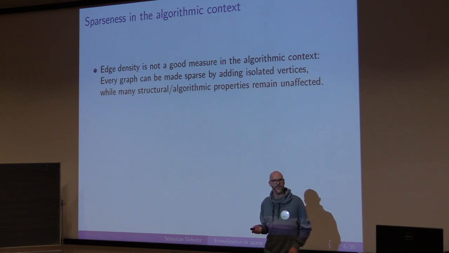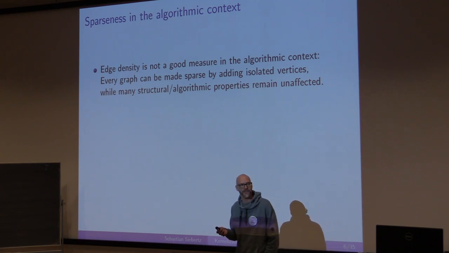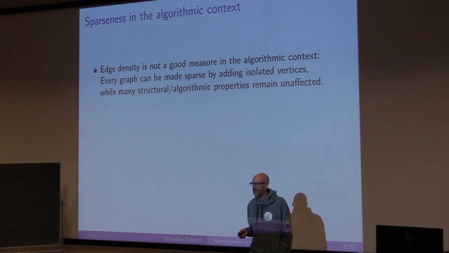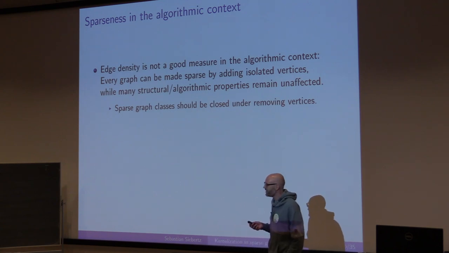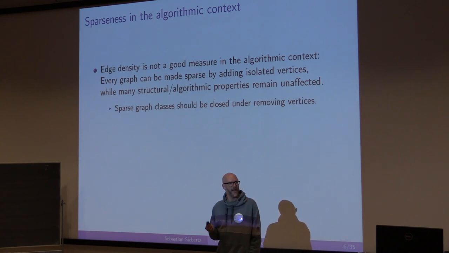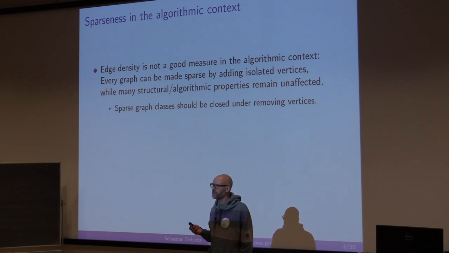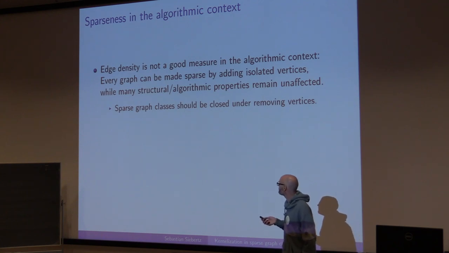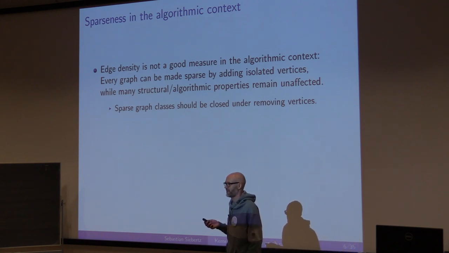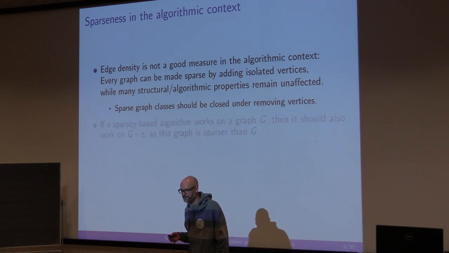If you add a star, this will again give you a sparse graph, and the algorithmic properties don't change so much. So to make such padding tricks not possible, we should have graph classes where we can just take out vertices and we get again a graph from this class. So the classes should be closed under removing vertices, to avoid such padding tricks.